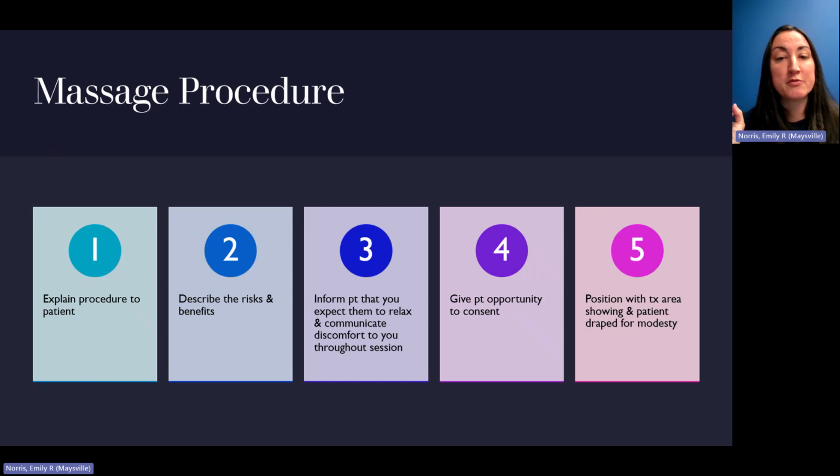So although these have 1, 2, 3, 4 on them, you could switch 3 and 4. This isn't the exact order they have to be in, but you do want to get consent at some point before starting the procedure.